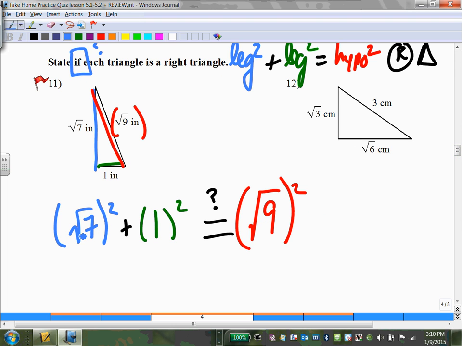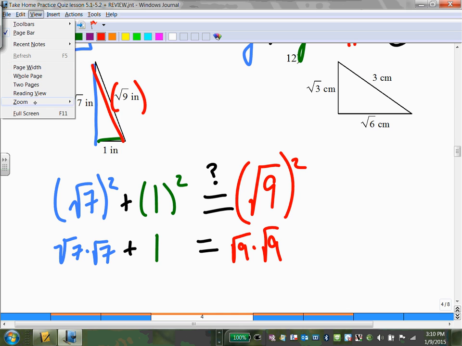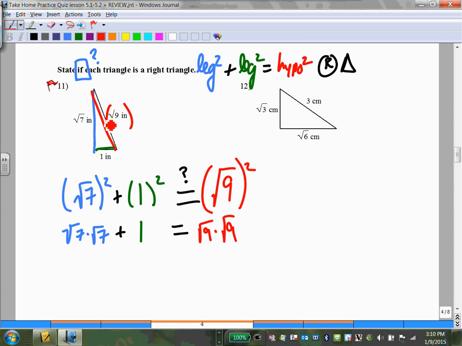Okay, now we do our math. Root 7, this is root 7 times root 7. Remember, expand your exponents. 1 squared is just 1. This is going to be root 9 times root 9. Ready? You finish the math there, and if it works, if that question mark is true, you say, yes, it is. If it works, it's yes, it works. If it doesn't work, then your answer is going to be no, it's not a right triangle.